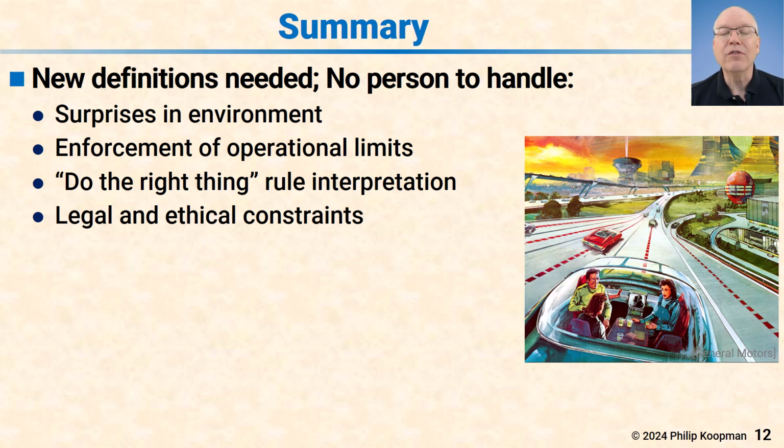There's no human there to enforce operational limits. There's no human there to do the right thing when there's a rule interpretation that's ambiguous or there are conflicting rules or some emergency force is violating rules within reason. There's no human to do that. Now the computer has to handle it. And there are legal and ethical constraints that have to be in scope for engineering efforts because the computer is the only thing there that can obey those constraints.